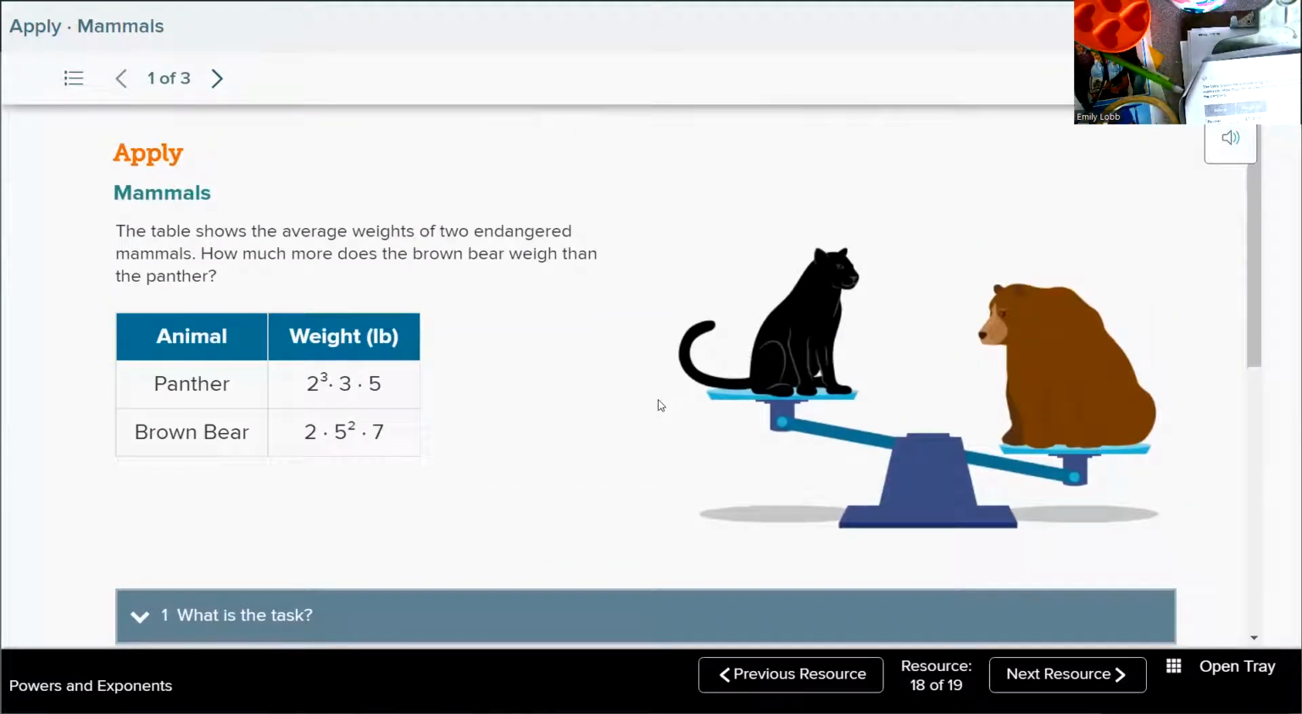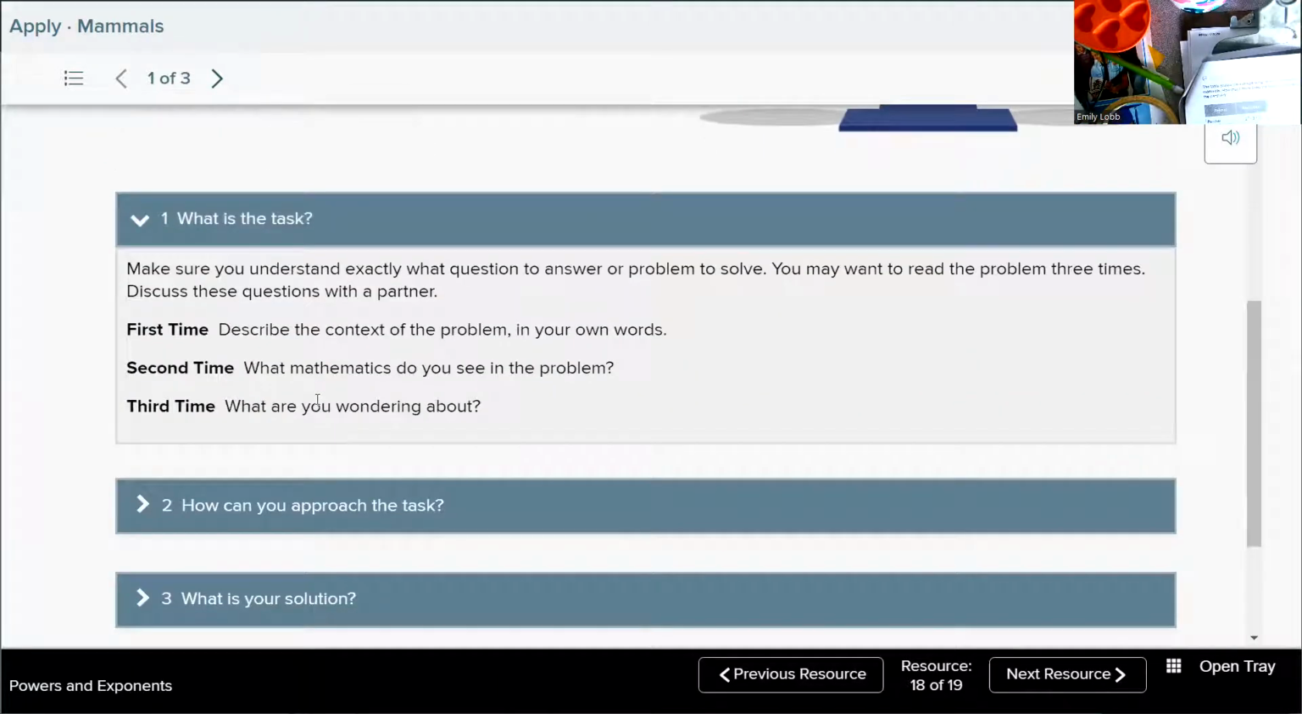The table shows the average weights of 2 endangered mammals. How much more does the brown bear weigh than the panther? When we're looking at their weights, I'm wondering if there's any way we can simplify, like taking out a factor. We have 3 2s and 1 2 here, and 2 5s and 1 5 here. I'm wondering how we can get through that.